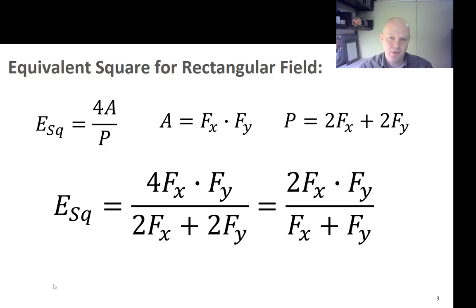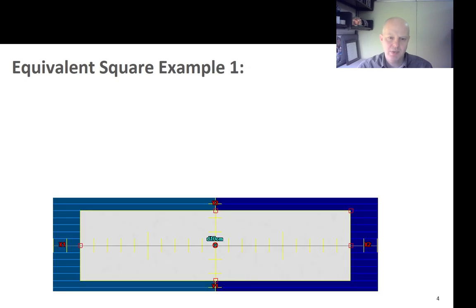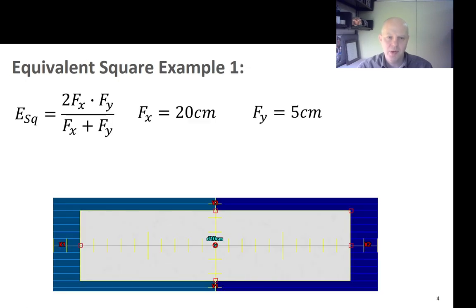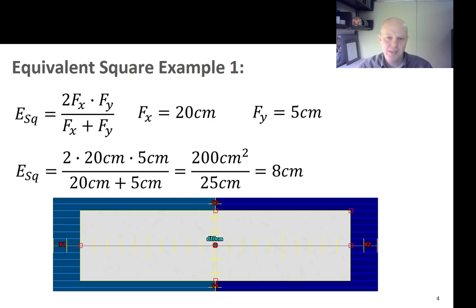And we can just look at one quick example of this. So let's say we have this rectangular field here. We know our equation here. The field size in the x dimension is 20 cm. The field size in the y dimension is 5 cm. And as we put this together, we can get an equivalent square field of 8 cm. And as you calculate that, one way to do a sanity check is to make sure that the equivalent square field size is somewhere between the two field sizes, right? The x jaw is larger, the y jaw is smaller, so we're somewhere in the middle, which makes sense.